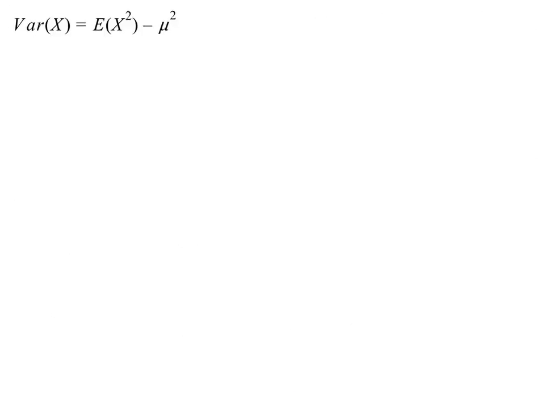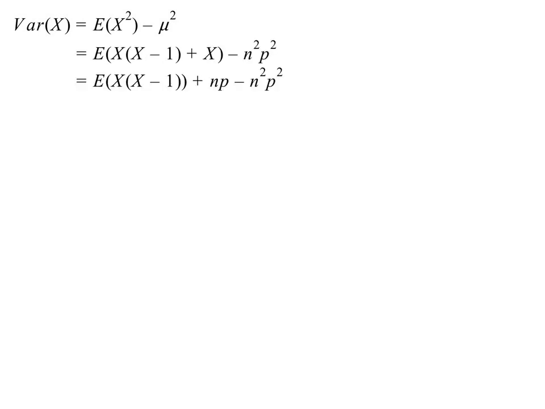Variance, there's a bit more manipulation for this one. Okay, the expected value of x squared minus the expected value of x, squared. I'm going to play around with x squared and rewrite that as x times (x minus 1) plus x. The other thing with expected values, I can break up the sums. So now I've written it as the expected value of x(x minus 1), plus the expected value of x, which we just said was np, and then minus n squared p squared.